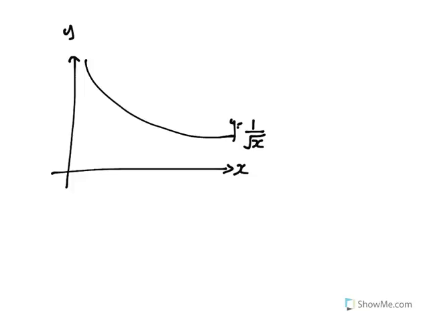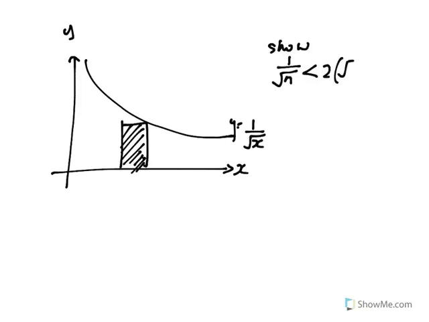By considering this shaded rectangle, and the area of the region between the graph and the x-axis, we need to show that 1 over square root n is less than 2 root n minus 2 root n minus 1. How do we go about doing this? This is n minus 1, and this is given to be n.